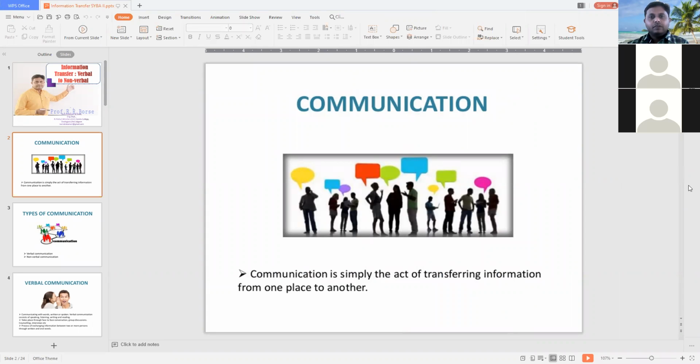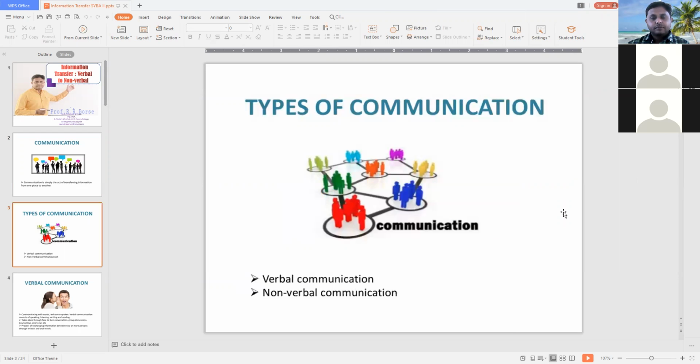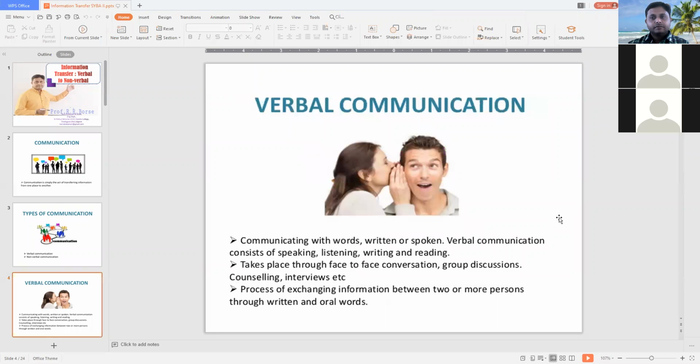As we know, we communicate through language, and communication is the basic function of any language in the world. Communication is simply the act of transferring information from one place to another. We express our feelings, views, desires, and attitude through language. As far as types of communication are concerned, there are two types: verbal communication and non-verbal communication.